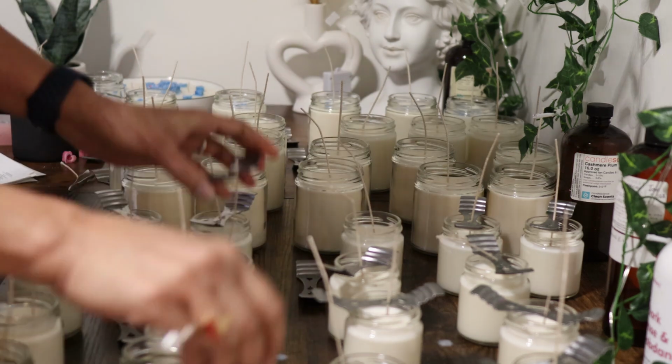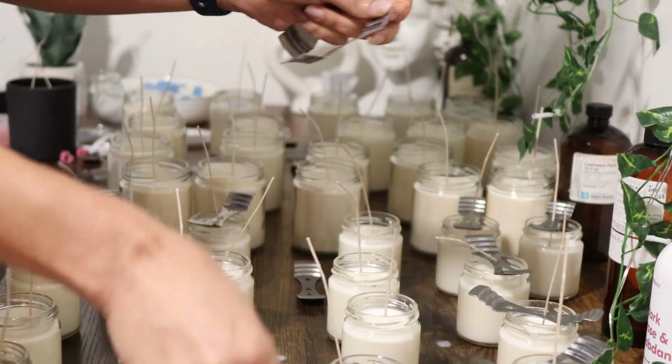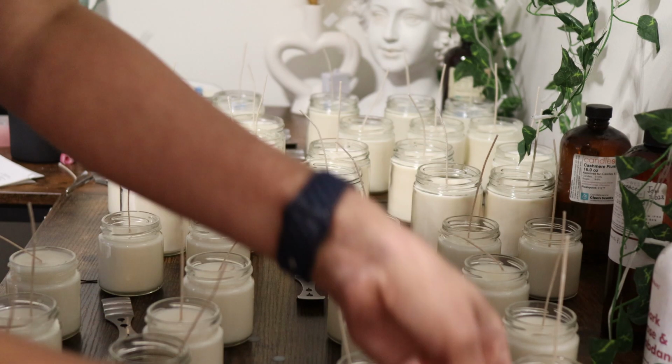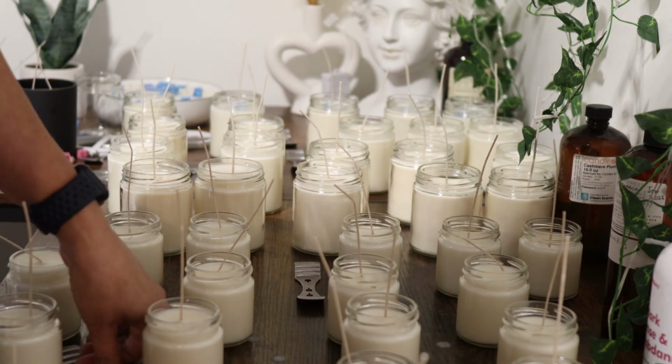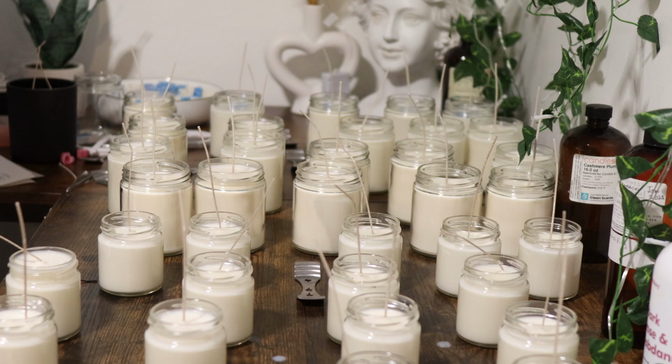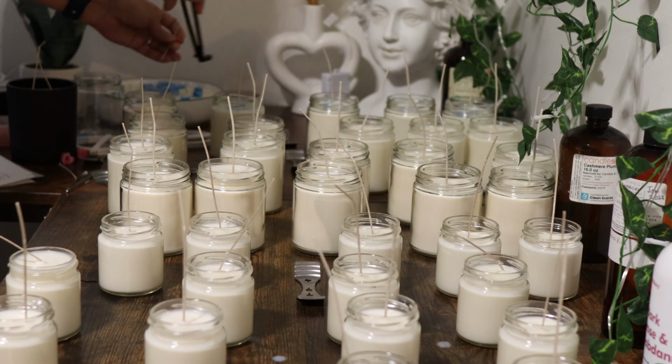Crayons are cool. They actually come from paraffin wax, but they contain pigment-based material and they will not burn at all. They will clog your wick. Some people use plastic containers. Come on, that's absolutely not okay. Plastic will melt. It's best, especially when you start out, to avoid some of these. You need to avoid food coloring also. Just like crayons, it won't color your wax. Plastic containers, no, not at all.